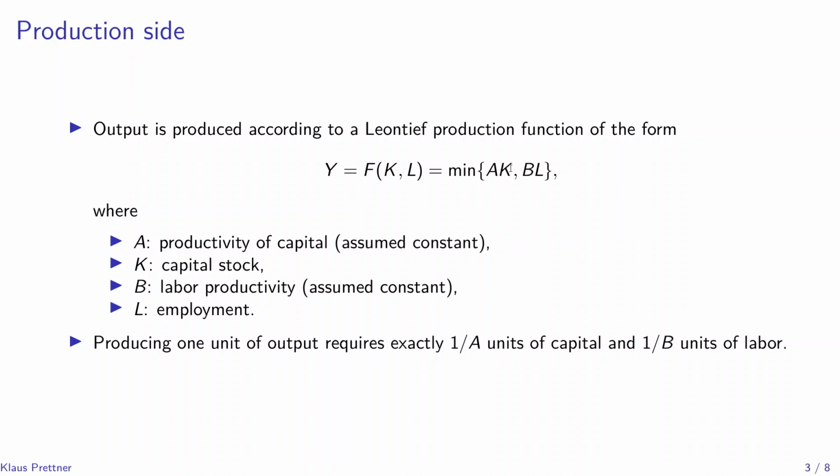So whenever the product of capital and its productivity is higher than the product of labor and its productivity, then the additional capital, that is the surplus capital over and above the amount of effective labor, cannot be used for production. So you need a certain amount of capital and a certain amount of labor to produce an additional unit of output. In this case here, producing one extra unit of output requires exactly 1 divided by A units of additional capital and 1 divided by B units of labor.